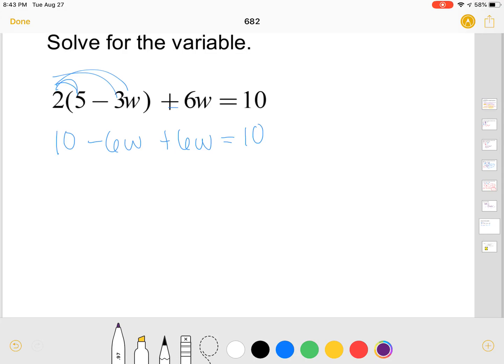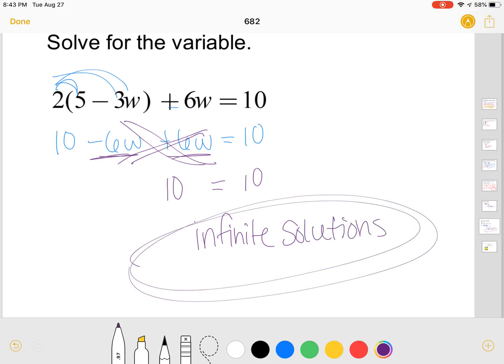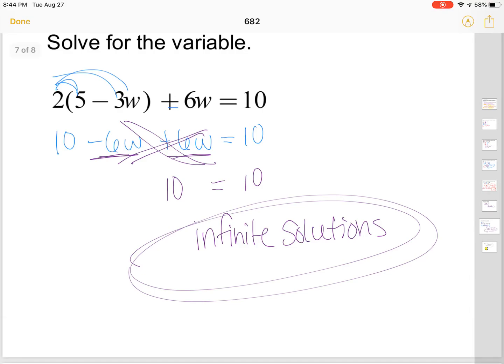Well, let's combine these w's, negative 6w plus 6w. Those eliminate each other. So we have 10 on the left-hand side equals 10 on the right-hand side. Well, 10 is always equal to 10 no matter what. So we have infinite solutions. And that is our final answer for this problem. And remember, infinite solutions means you could pick any number you wanted, and that would work out for the equation, right? It would be a solution for the equation, something you could plug in, and the equation would still make sense.